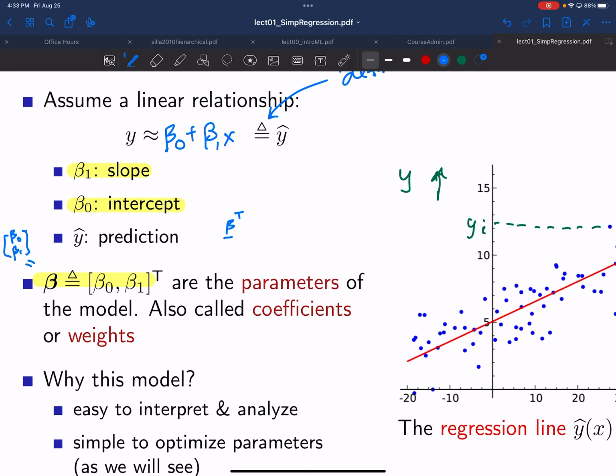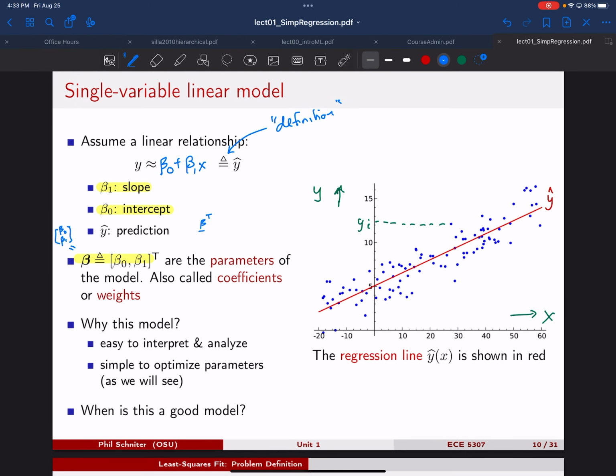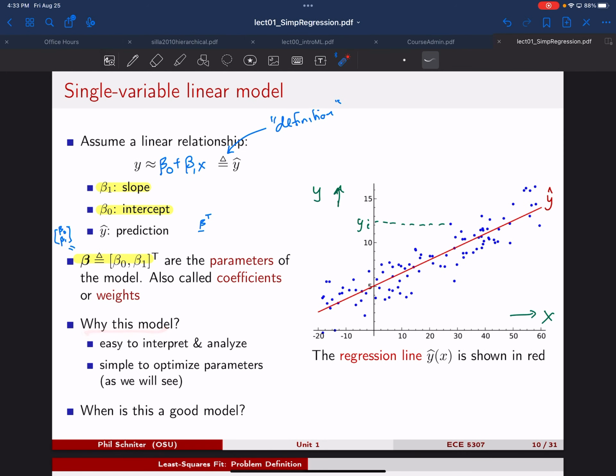All right. So why are we using this model? As I mentioned before, it's easy. It's easy to interpret, it's easy to analyze, and as we'll see, it's easy to optimize these parameters, beta 0 and beta 1, to find the absolute best ones.